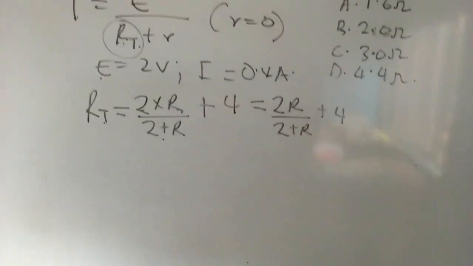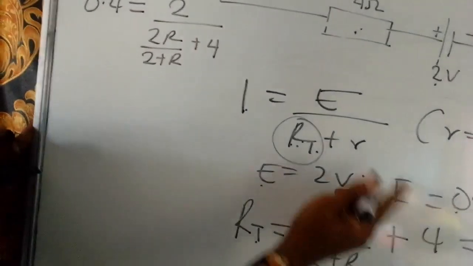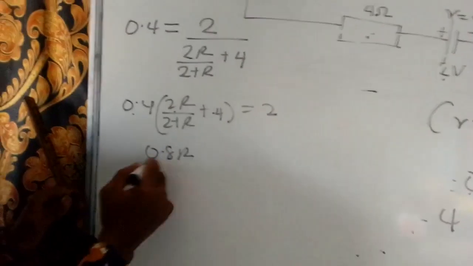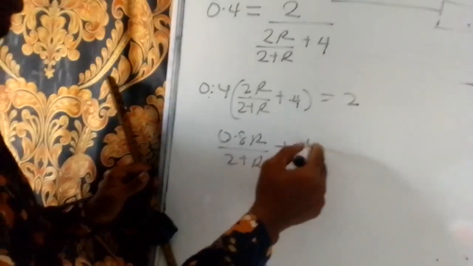So, having done that, we go to the formula and make the substitution. The value of our I is 0.4, equal to the value of our EMF, which is 2 volts, all over the value of our big R, which is the total external resistance, this expression 2R all over 2 plus R, then plus 4. The value of our small r is 0 because the battery has no internal resistance, which we have to neglect in the equation. So making this substitution, we now cross multiply. We now have 0.4 bracket 2R over 2 plus R, plus 4, equal to 2. If you open the bracket, you have 0.8R over 2 plus R, plus 0.4 multiplied by 4, that gives us 1.6, equal to 2.